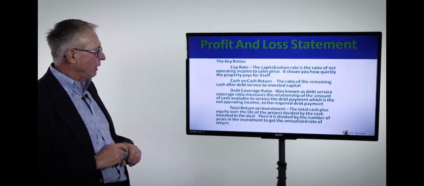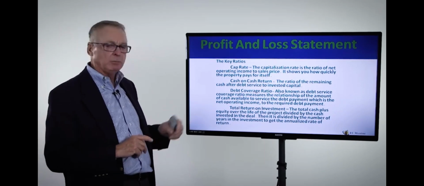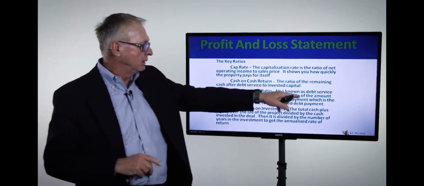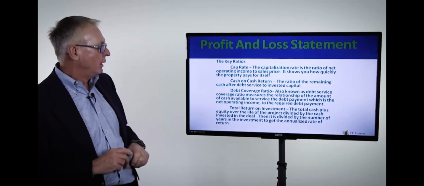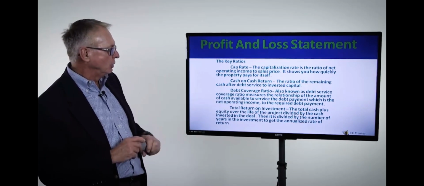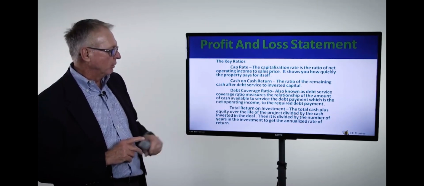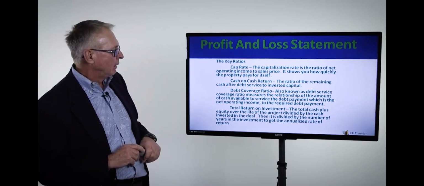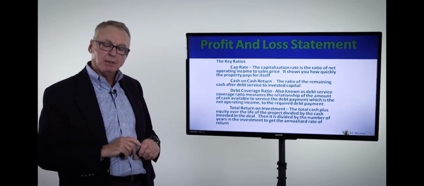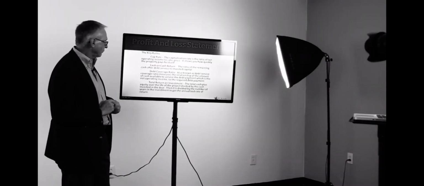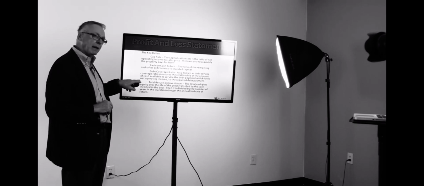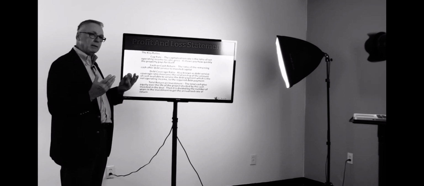The next item, the third item, is the debt coverage ratio. Sometimes it's referred to as the DSCR, which is also known as the debt service coverage ratio. What that does is it measures the relationship of the amount of cash available to service the debt payment, which is the net operating income, to the required debt payment. So let me explain this. We have income minus expenses, and then we have our net operating income, our NOI. Now we have to make our payment.